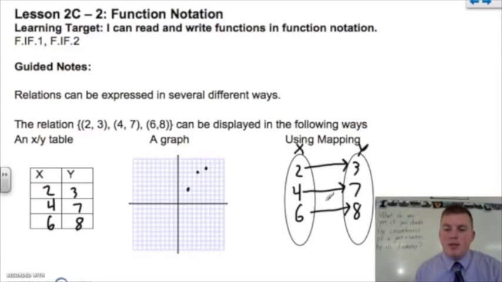Now in this case, this was a pretty neat and clean one where they went straight across. Sometimes you might see arrows going diagonal, or you might see 2 arrows going from one to another. For example, if we had 2 twice, we would have a 2 that went both to the 3, and whatever the other ordered pair was. Alright, so that's 4 different ways, ordered pairs, an XY table, a graph, and using mapping, that we can display a relation.